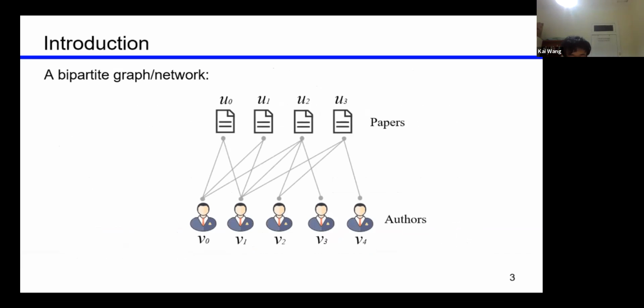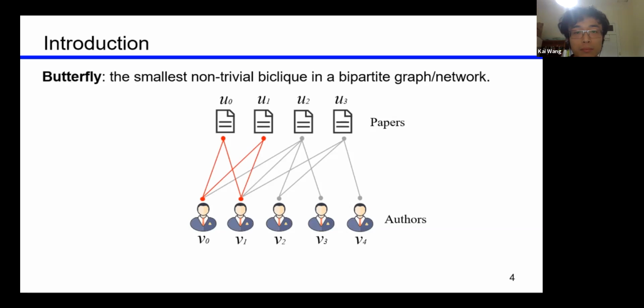Firstly, I will introduce what a bipartite graph or bipartite network is. When modeling two different types of entities, bipartite networks naturally arise, such as author-paper networks and user-item networks. In this figure, this is an example of an author-paper network. In a bipartite network, the butterfly is the smallest non-trivial biclique, which is an important structure. For example, in this figure, U0, U1, V0, V1 form a butterfly.